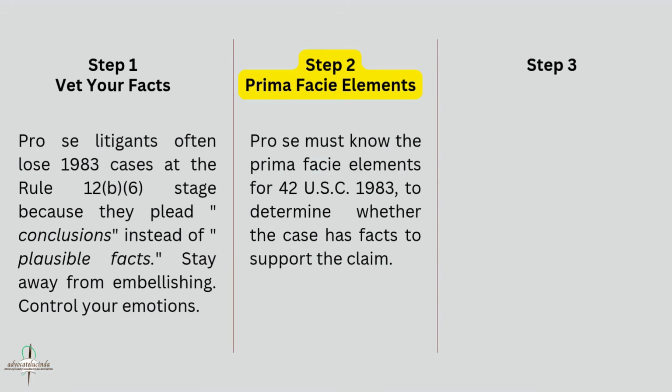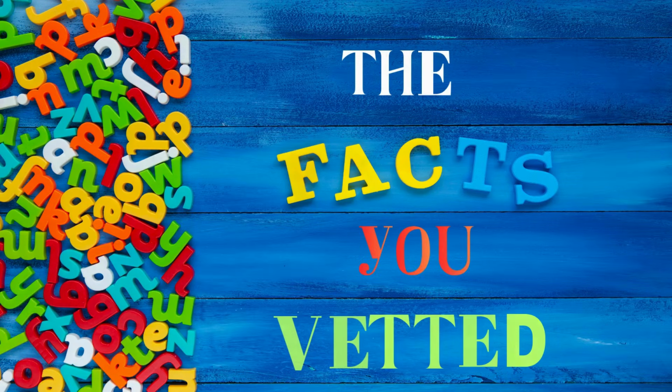Step 2, the prima facie elements. Pro se must know the prima facie elements for 42 U.S.C. 1983 in order to determine whether the case has facts to support the elements of the claim. So look to the facts that you vetted. Hopefully you vetted them objectively, no cherry picking, okay?